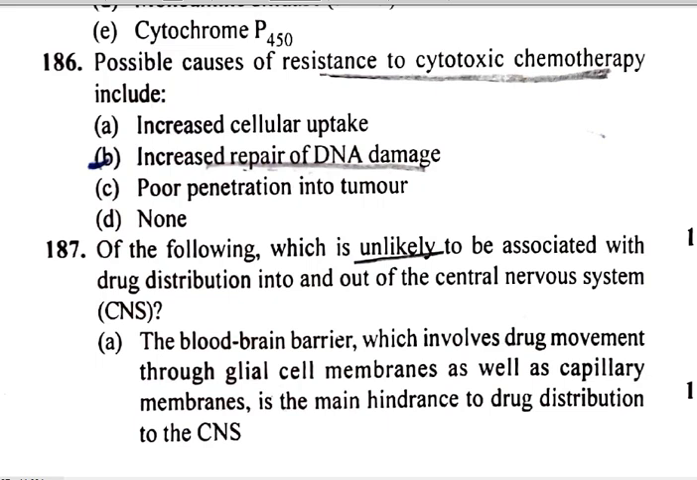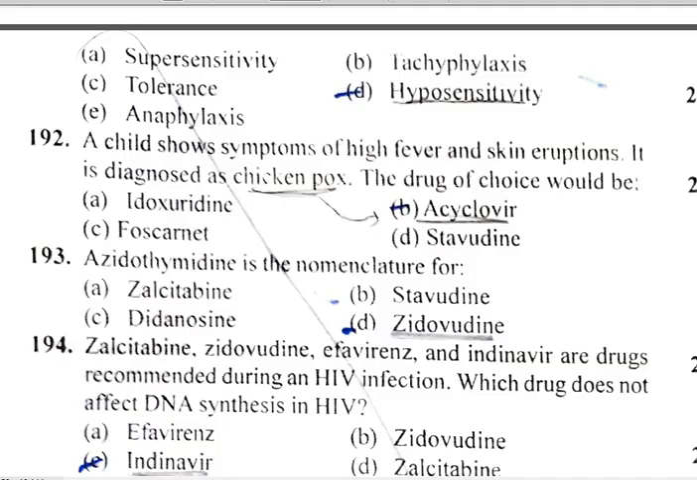Possible causes of resistance to cytotoxic chemotherapy include increased repair of DNA damage. Of the following, which is unlikely to be associated with drug distribution into and out of the central nervous system? So you tell me the answer for this.